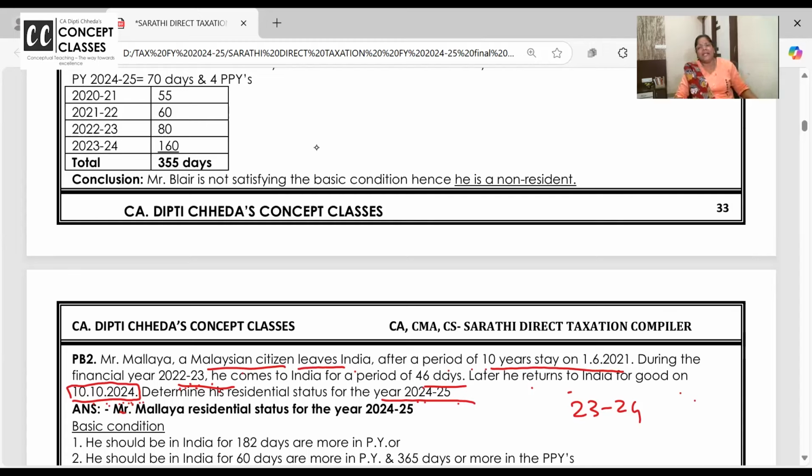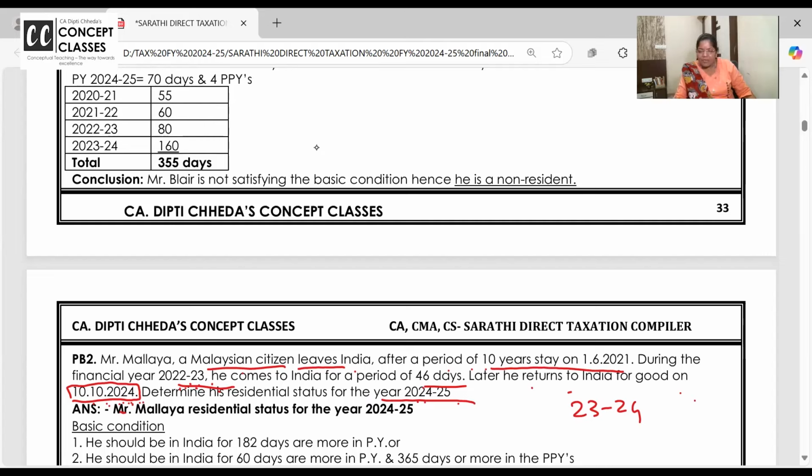Then how many days was he in India? Not able to answer, then read it. How many days was he in India for 23-24? 0.